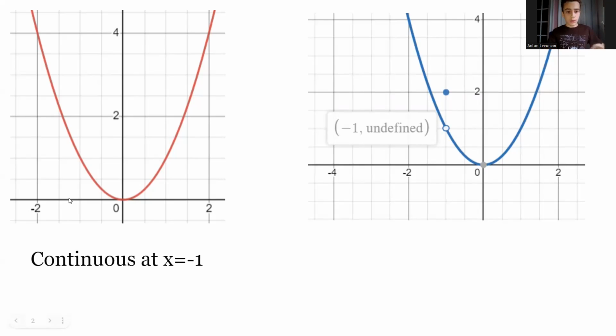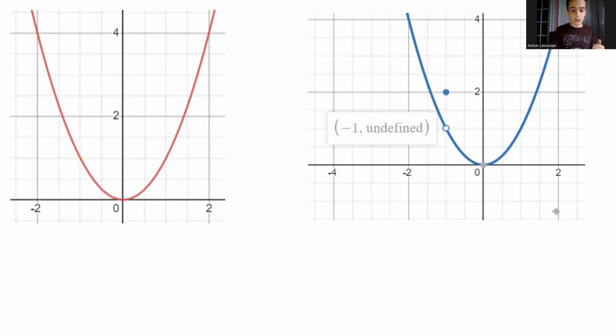And so the main difference here is that in one scenario, the particle does not fall off the graph, and in the other, it does. And this is because there is a hole. The function doesn't behave as it normally would have at x equals -1. And so we say that this red function is continuous at x equals -1, and the blue function is discontinuous at x equals -1. It doesn't really behave normally like it should.